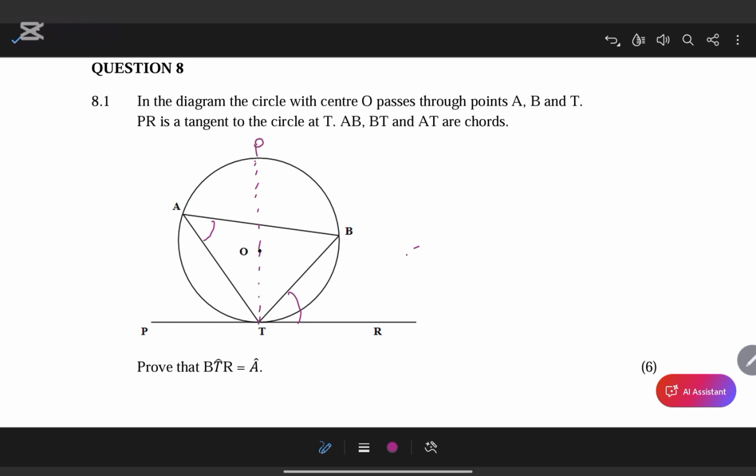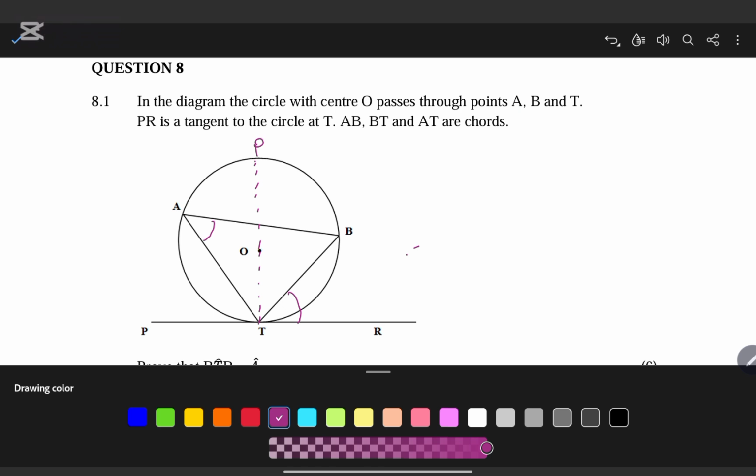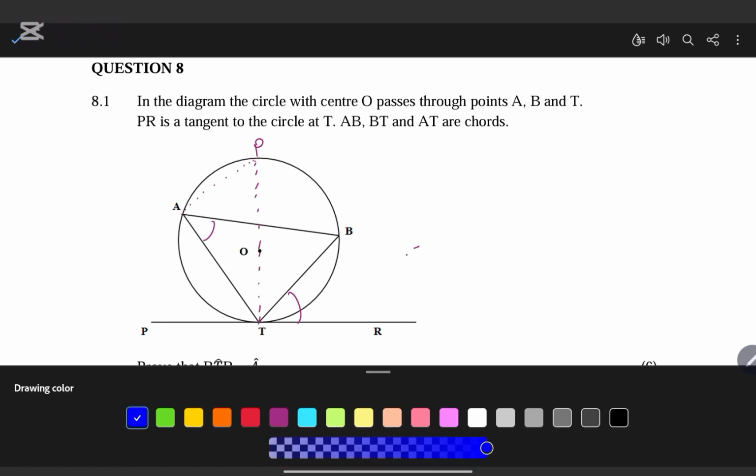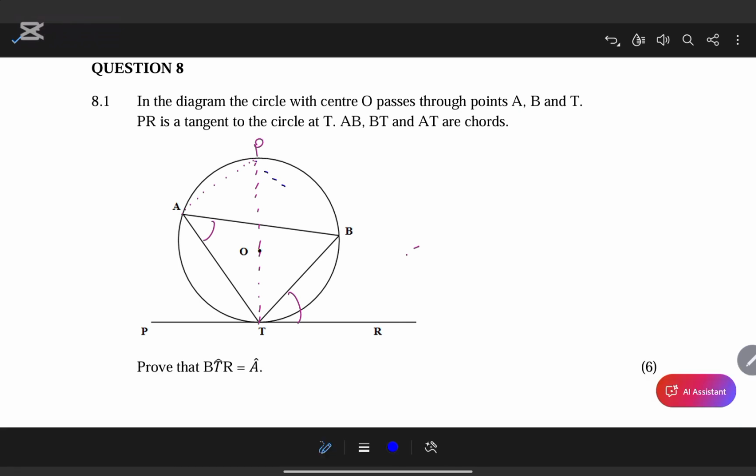Now, it is your choice. You can either join PA, or you can join PB. So I'll look at both the options. Let's start by joining PA. Now there is an angle that is formed here. I'm going to call this angle A1 and angle A2. The angle that we are looking at here is BTR, is angle T1 and angle T2.